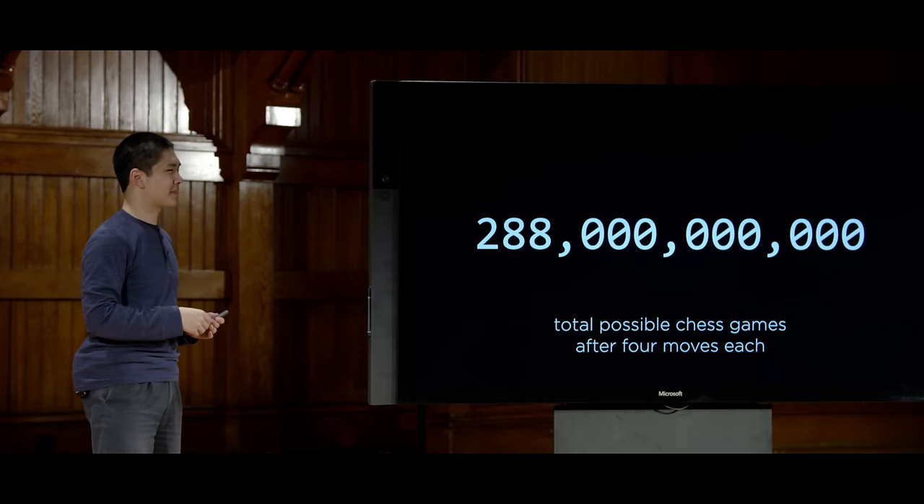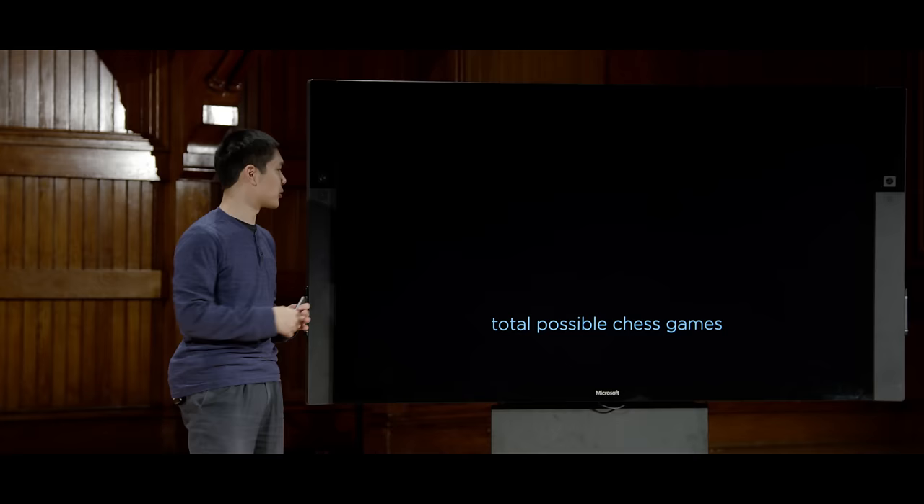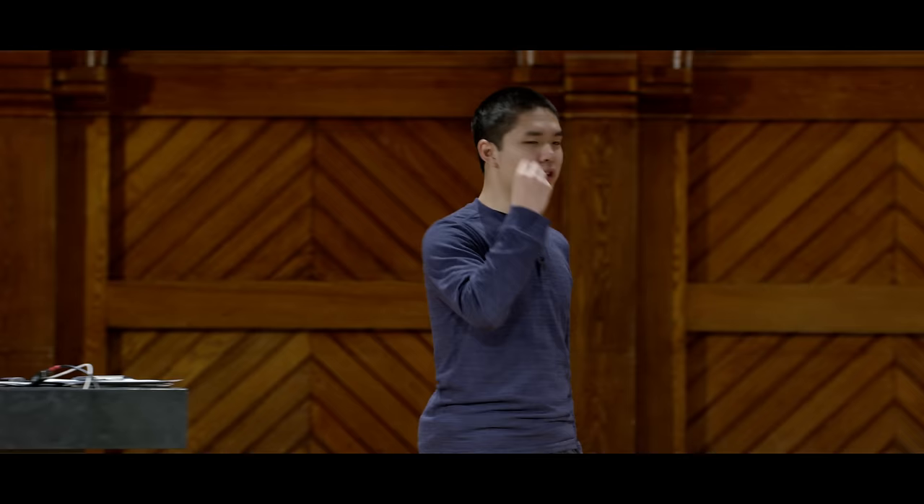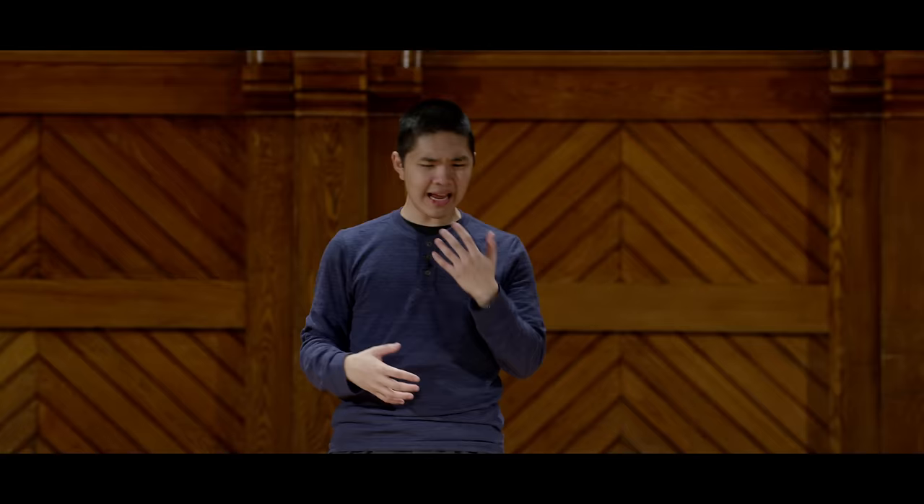And going even further, if you look at entire chess games and how many possible chess games there could be, there are more than 10 to the 29,000 possible chess games, far more chess games than could ever be considered. And this is a pretty big problem for the Minimax algorithm, because the Minimax algorithm starts with an initial state, considers all the possible actions, and all the possible actions after that, all the way until we get to the end of the game. And that's going to be a problem if the computer is going to need to look through this many states, which is far more than any computer could ever do in any reasonable amount of time.